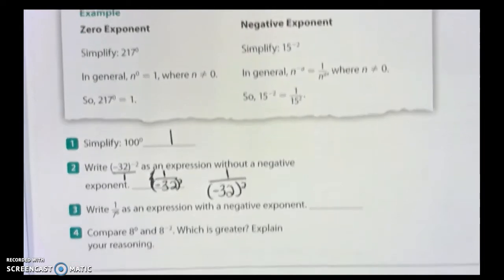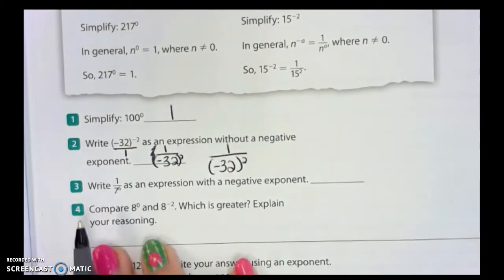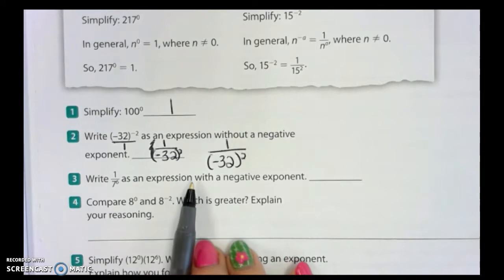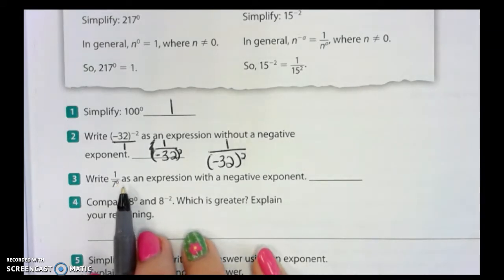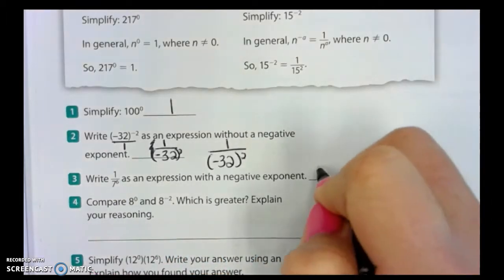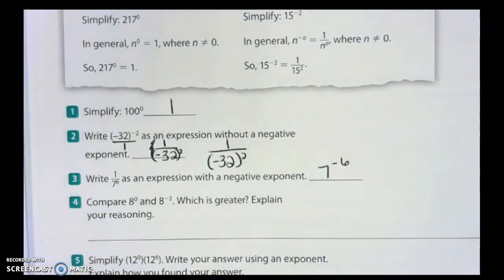Good. Number 3, write 1 over 7 to the 6th as an expression with a negative exponent. They want us to do this one kind of backwards. They want us to change it from a fraction to a whole number with a negative exponent. If you will flip the reciprocal of the fraction, the exponent becomes negative again, and it becomes a whole number. How many got this one? Good. What if you put 7 to the negative 6 over 1? Still correct.